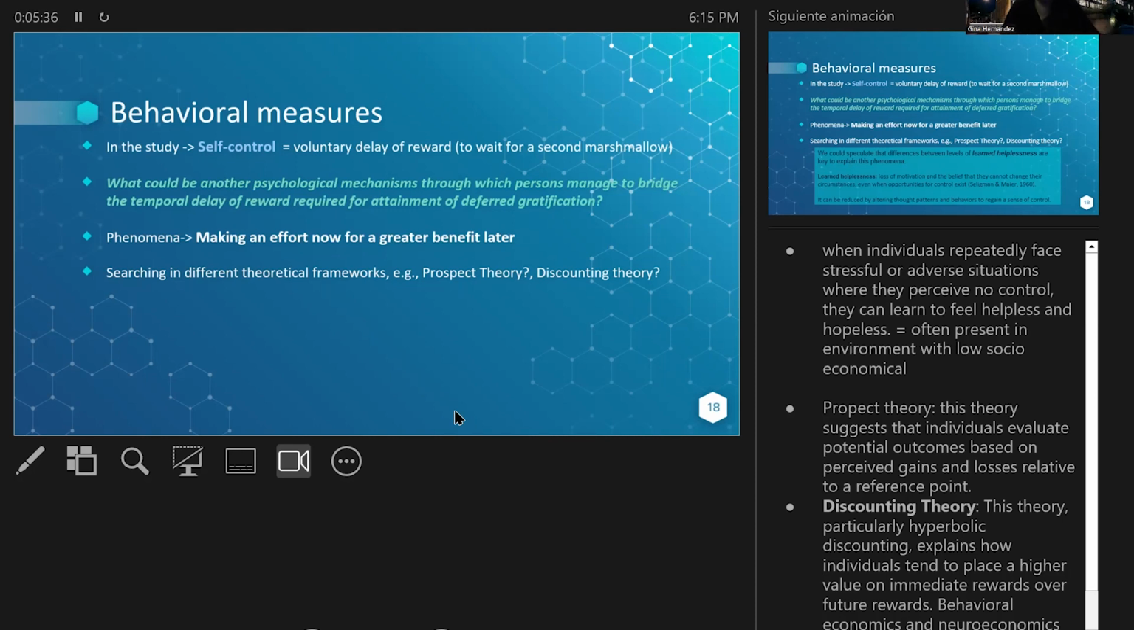So if you want to continue exploring this kind of research, the way to do it is thinking about different theoretical frameworks. You need to know what other theories may explain this finding, relating self-control with socioeconomic status, because they vary systematically, right? They are confounded. So in this case, you can think about different theories, like, let's say, discounting theory, and from socioeconomic status, you can speculate what is happening there.